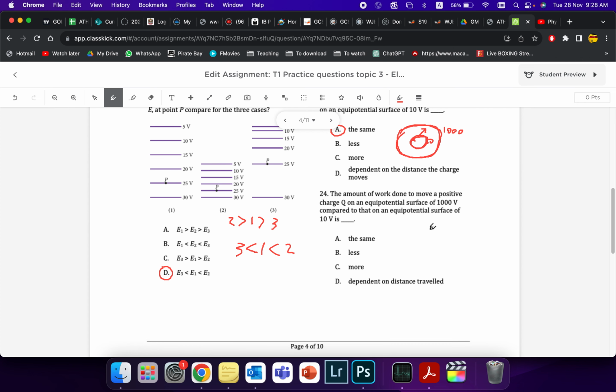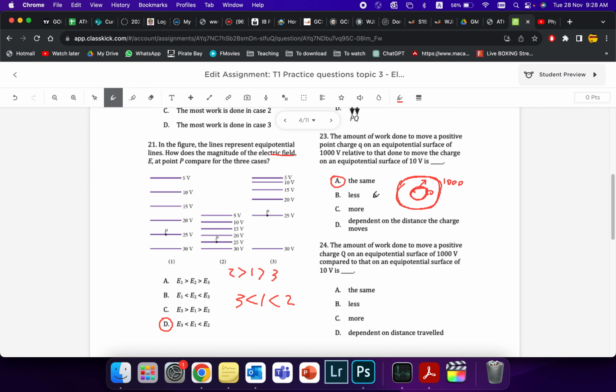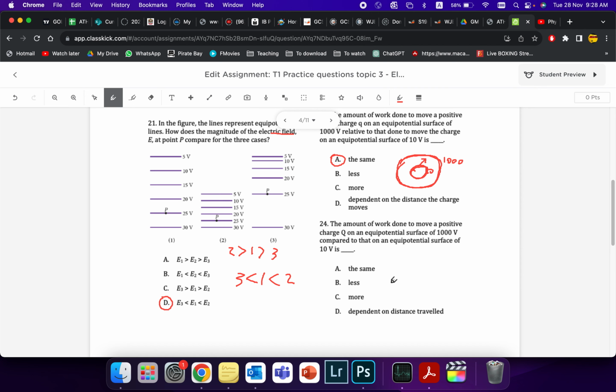So over here, amount of work done, 1,000 compared to 10. So they're trying to see if they can trick you. One, they might think you're going to pick less, and the other one you might pick more. And it doesn't depend on the distance either, because it's an equipotential line. The radius is the same. The V is the same. Same answer. Both will be 0. You will get that. Okay.